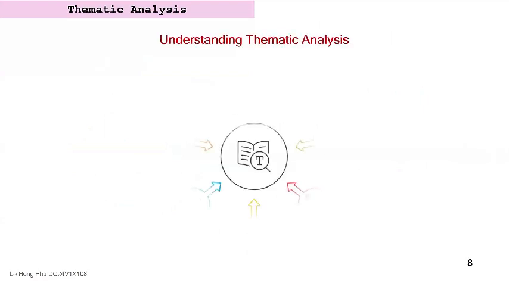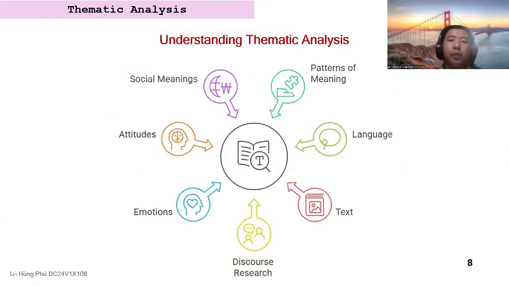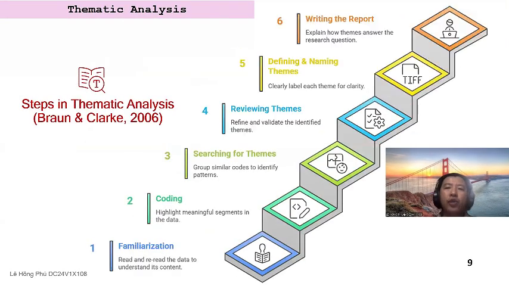Okay, thematic analysis is one of the most common qualitative research methods. It's used to identify, analyze, and interpret patterns or themes within qualitative data. In other words, this method helps researchers understand what people think, feel, and experience based on what they say or write. There are usually six main steps in thematic analysis.